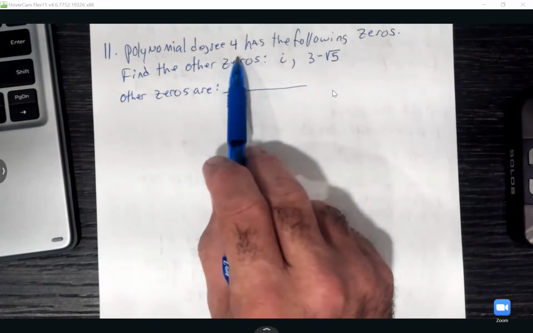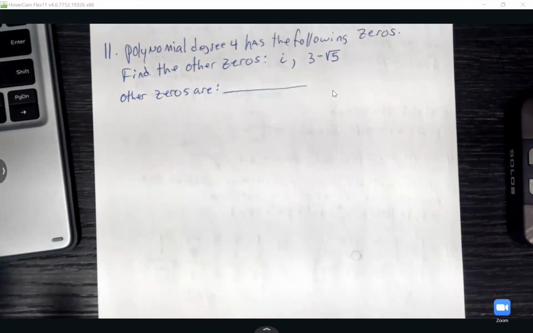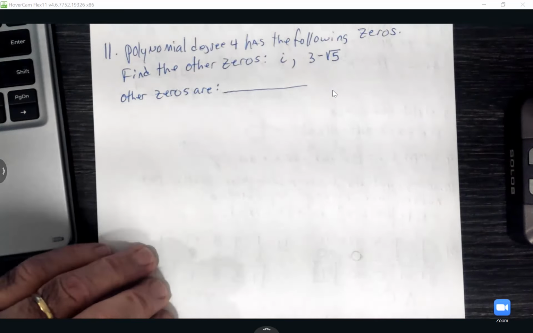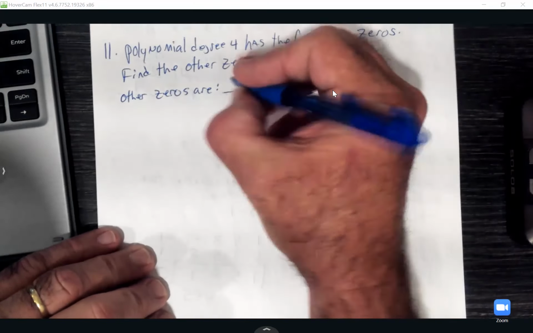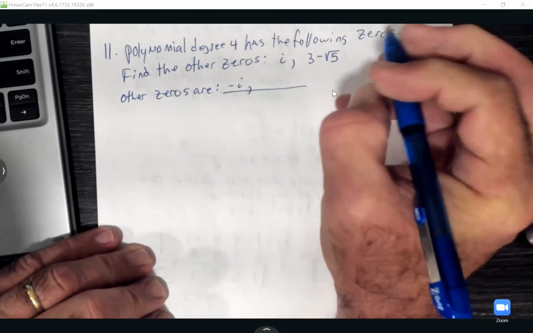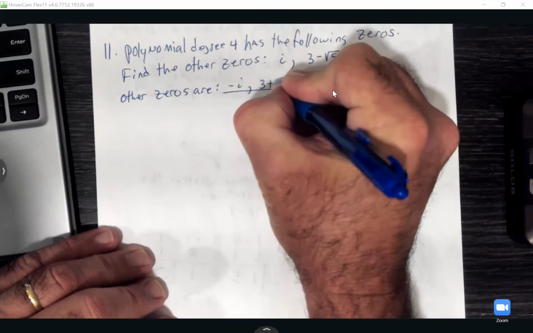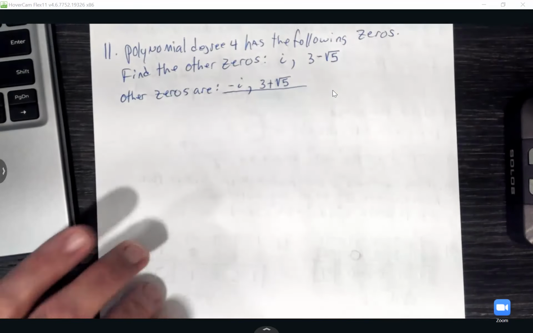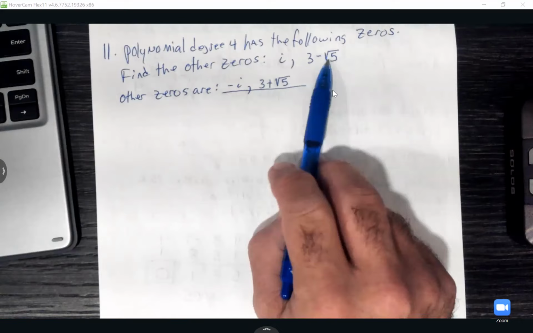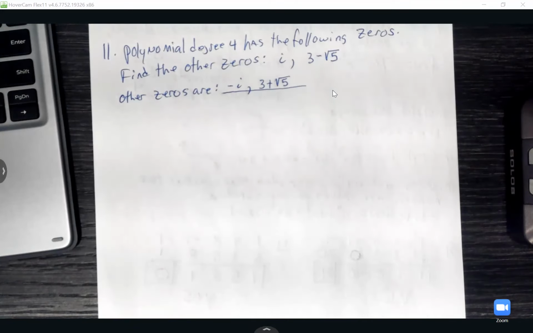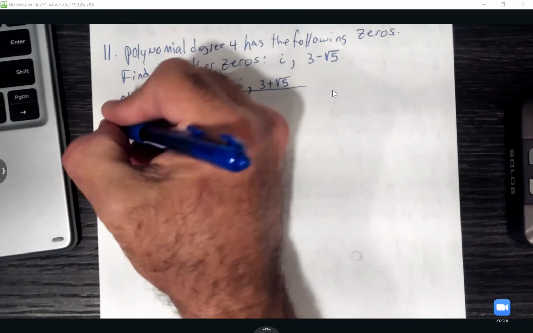So remember, a polynomial of degree 4 will have 4 zeros altogether. So they're giving you 2 of them. So y'all, what are the other 2 zeros? Negative i and 3 plus square root of 5. Perfect. Negative i and 3 plus square root of 5. Good job, y'all, because remember, these always come in what we called conjugate pairs, okay?